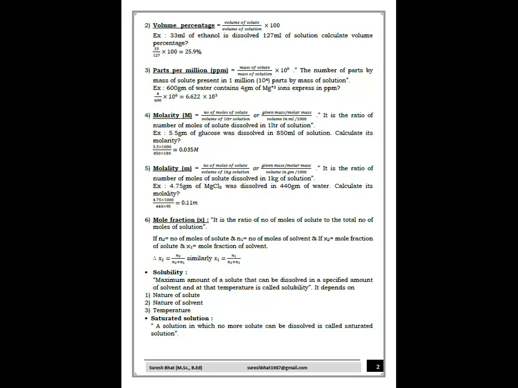So hence the definition only says maximum amount of solute. So in 100 ml, how much is present? 10 grams of solute is present. So that will be the maximum that can be dissolved in a specified amount of solvent.